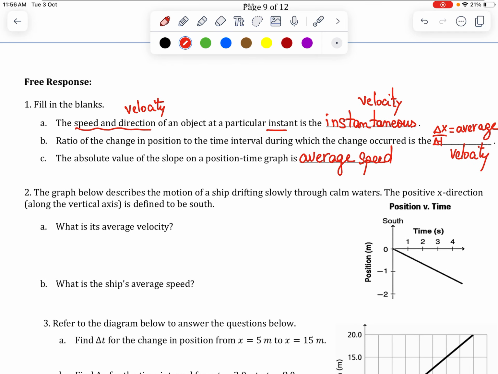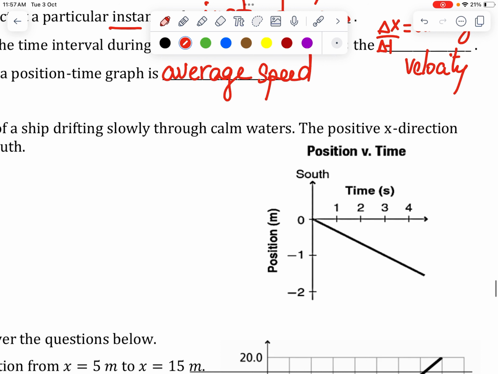Question number 2. The graph below describes the motion of a ship drifting slowly through calm waters. The positive x direction along the vertical axis is defined to be the south. What is the average velocity? When I'm talking about the average velocity, this means I need to find the slope. For that, I will choose 2 points on this graph.